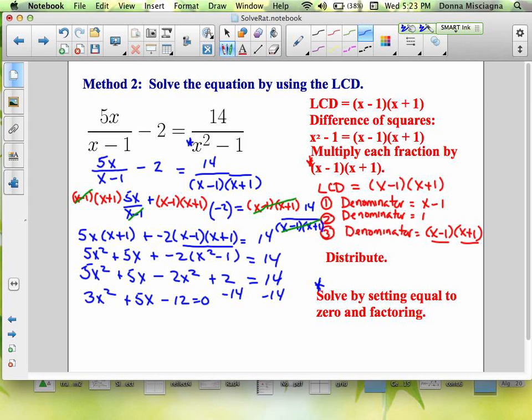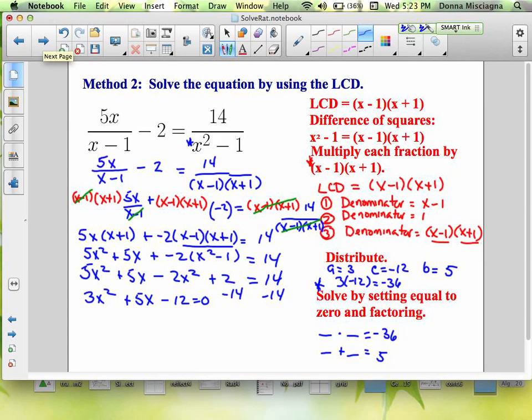All right, and now, I'll write it in. A is 3. And C is negative 12. And of course B is the coefficient on x, it's 5. So 3 times negative 12 is negative 36. We need two numbers that multiply to give us negative 36, but add to give us the b term of 5.